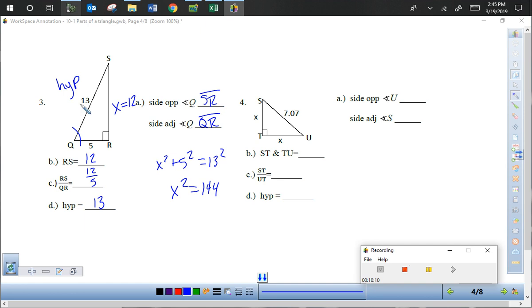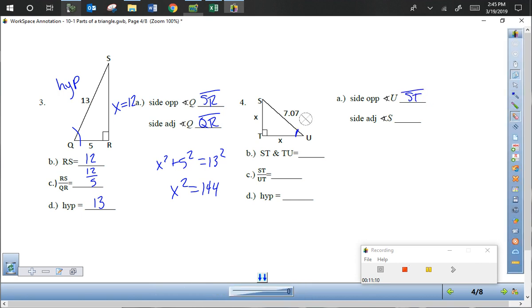Last one here has a couple different things that are interesting about it. First, in part A, you'll notice they're choosing two different angles here. So we want the side that's opposite U, but then we want the side that's adjacent to S. First we're focusing on U down here. The side across from it, or opposite, is ST.